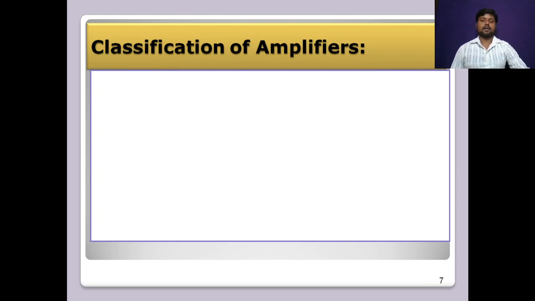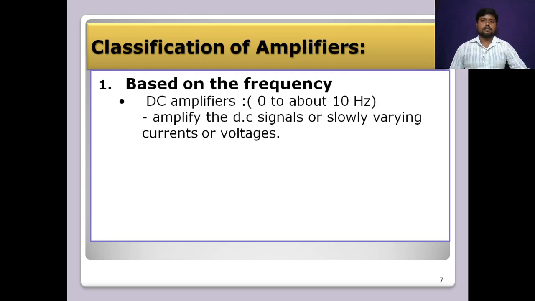The classification of amplifiers based on frequency. The frequency starts from 0. Zero frequency is known as DC. So DC amplifiers range from 0 to 10 hertz, a very low frequency. They amplify DC signals or slowly varying currents or voltages, because the frequency is very low.